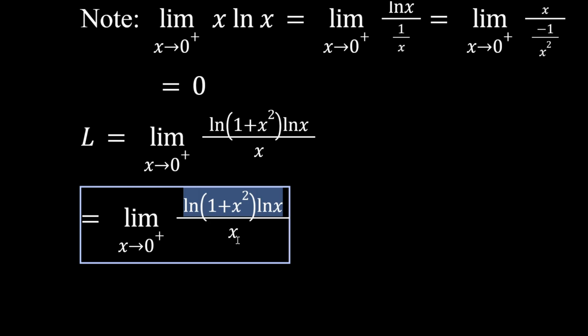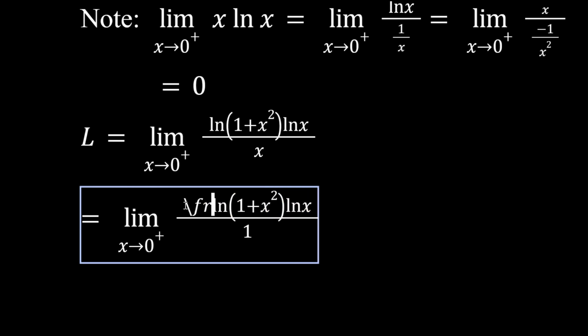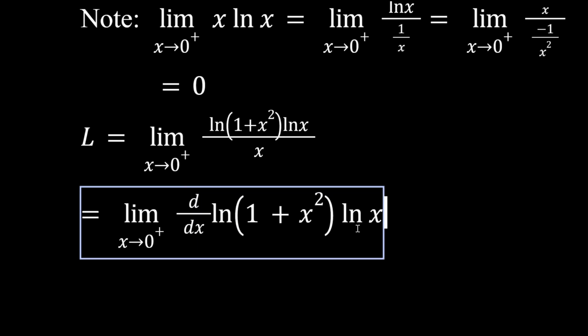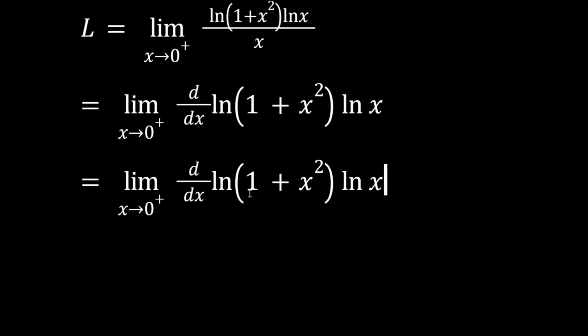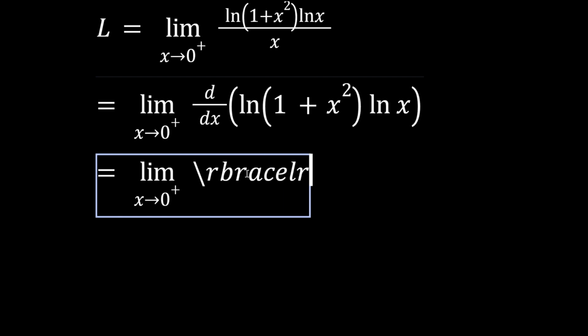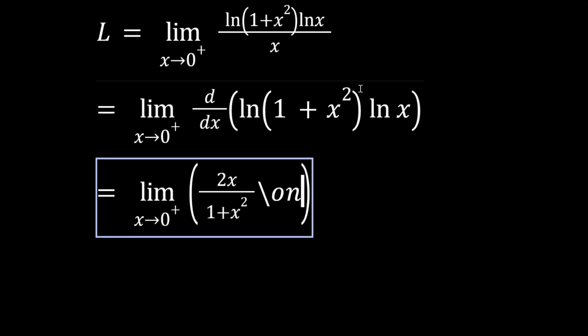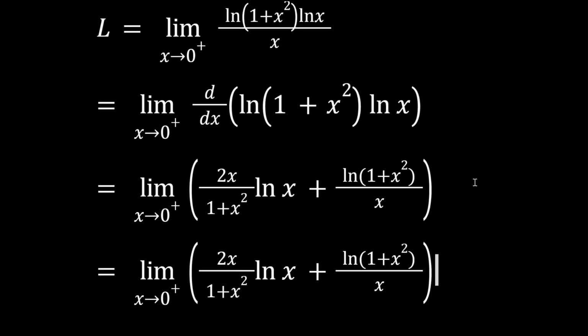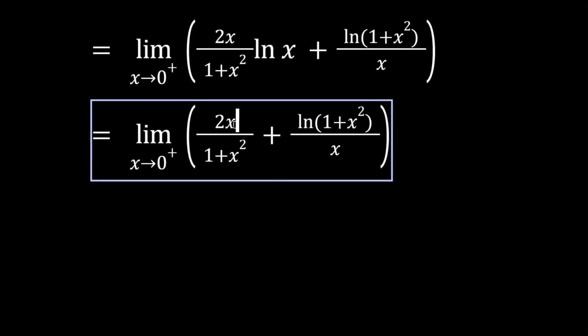So we just need to differentiate top and bottom. If you differentiate the denominator, you get 1. But as for the numerator, we get this thing. Let's try to product rule this. So we have the derivative of the first one, which would be that, times log x. And then we keep log 1 plus x squared, but now we differentiate log x. So yeah. Okay, now we can just split this up into two limits.